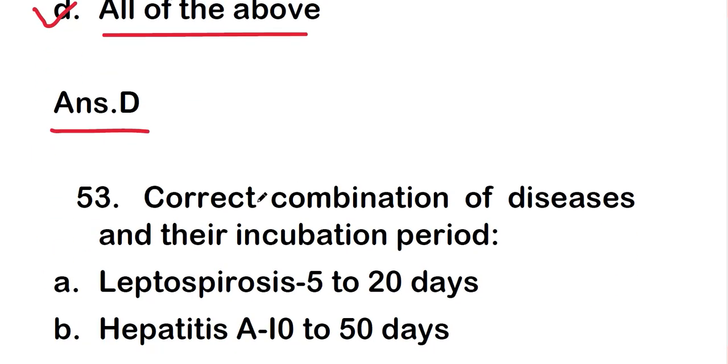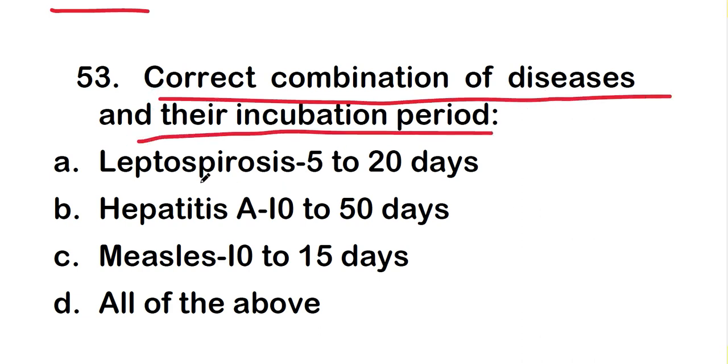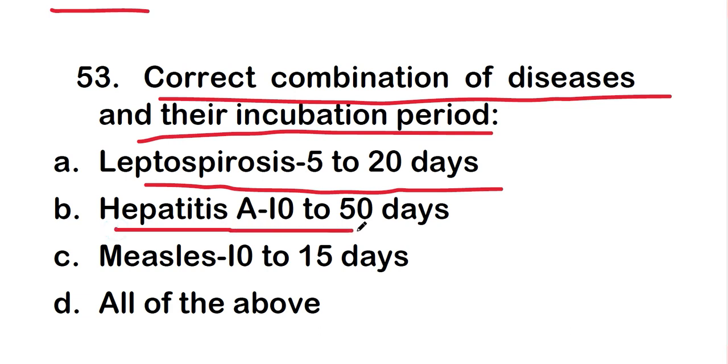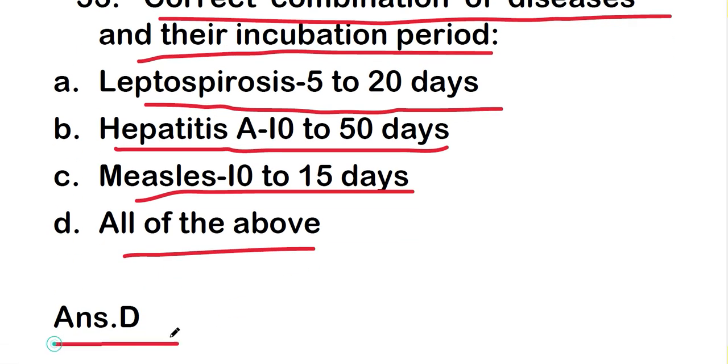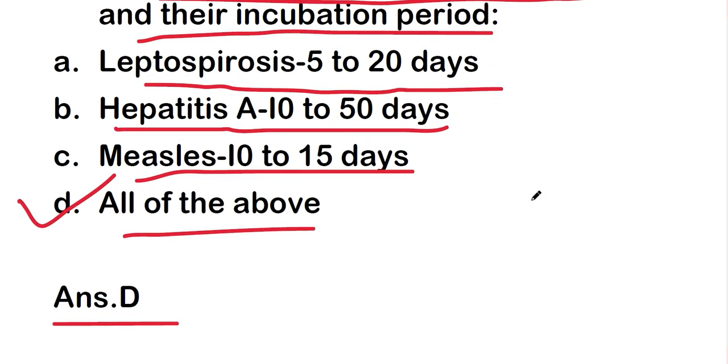Okay, so move on to the next question, that is, the correct combination of diseases and their incubation period. The first one is leptospirosis, that is, incubation period 5 to 20 days. Hepatitis A, that is 10 to 50 days. Measles, that is 10 to 15 days, or all of the above. The right one is option D, that is all of the above. So all of these diseases and their incubation periods are correct here.